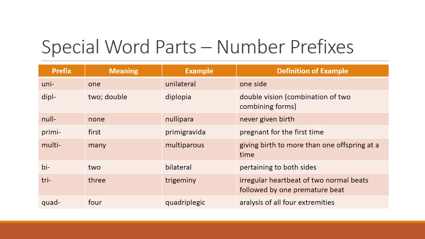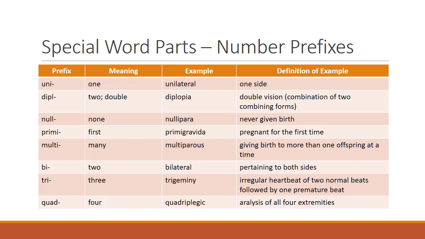The next prefix is bi, bi, meaning two. An example of that would be bilateral, which means pertaining to both sides. So for example, if someone has bilateral weakness, that would be very different from unilateral weakness.